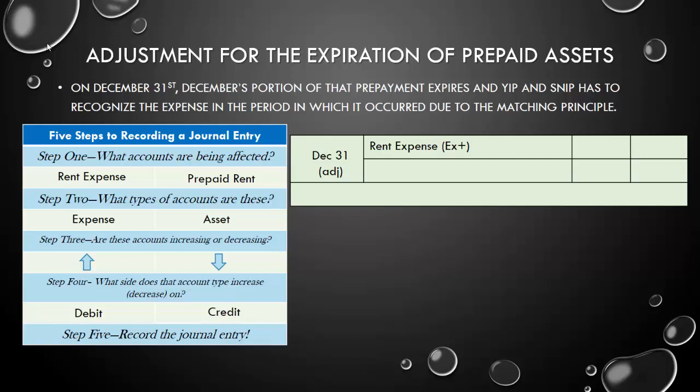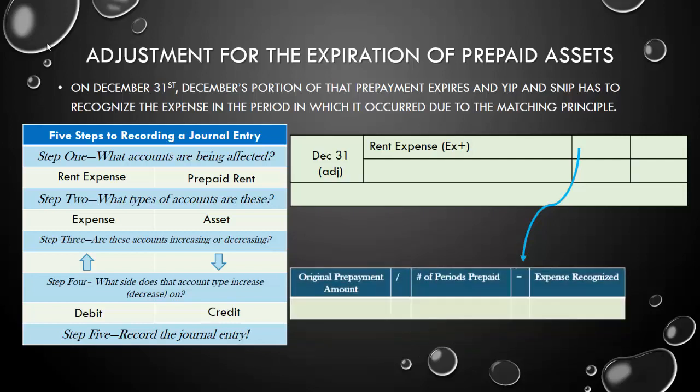How much is expiring? Well, we can figure it out fairly simply. All you do is you take the original amount of prepayment that you had in the first place and divide it by the number of periods that you prepaid for. So we prepaid $6,000 up front. This is for 3 months, December through February. And if we prepaid $6,000 for 3 months, well, we divide that out. That means $2,000 per month, essentially. That is how much expense we're going to recognize at the end of the month. And the credit is going to be the prepaid rent for that same amount, $2,000.